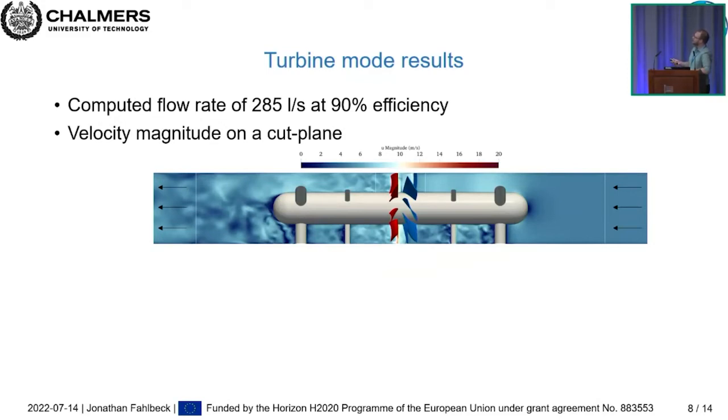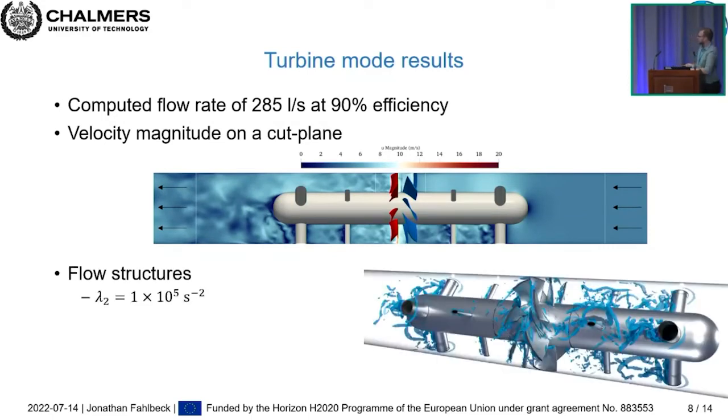And here's just a snapshot of velocity magnitude. We can see that there is quite a large variation after the machine, so there is a lot happening in the flow. I can also mention that in turbine mode the flow is in this direction, so from right to left, according to the arrows.